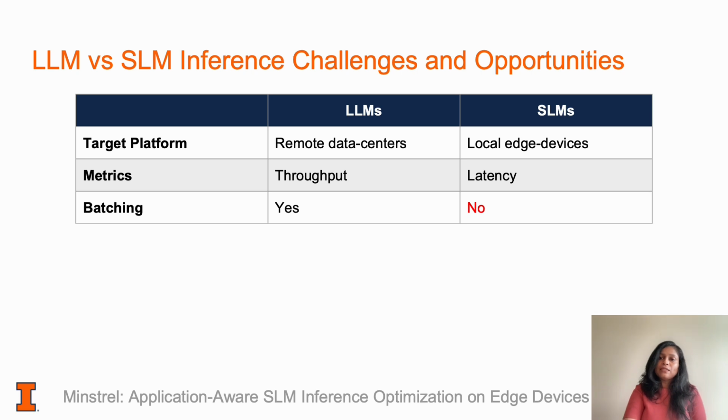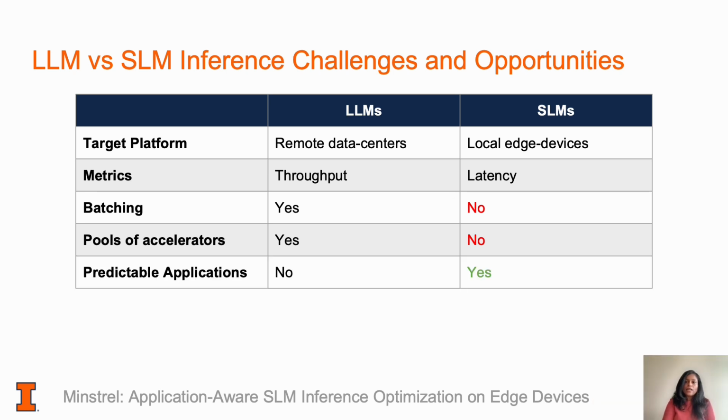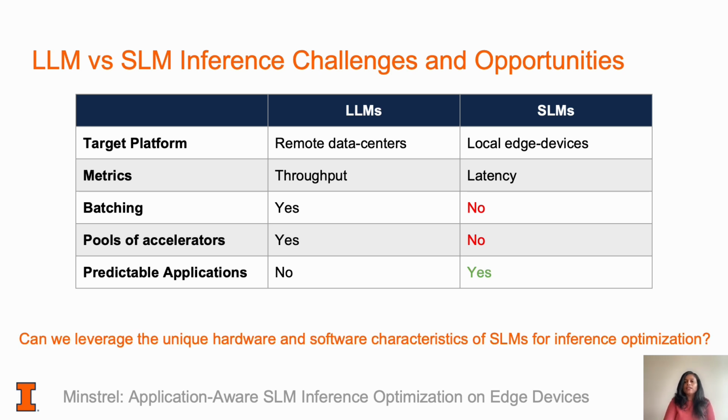For challenges and opportunities, batching, for example, is an opportunity in data centers that serve multiple user requests, but there is low opportunity for SLMs running on edge devices. Further, data centers have the opportunity of having pools of accelerators, CPUs, or TPUs to map inference to heterogeneous hardware. Meanwhile, edge devices are resource constrained. As for the type of inference requests or applications, it can be difficult to predict for data center LLMs as they support a wide range of user requests. However, with limited and known applications running on a local device, it is possible to predict the inferences for an SLM. So, can we leverage this unique hardware and software characteristics for optimizing SLM inference?